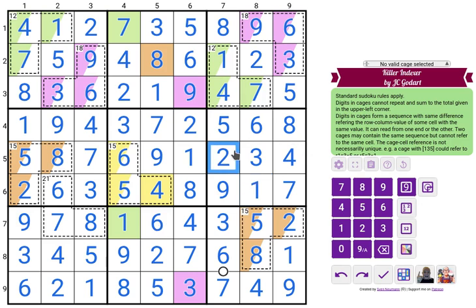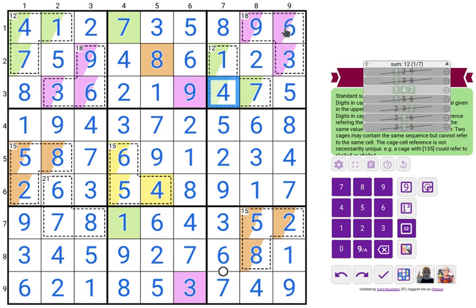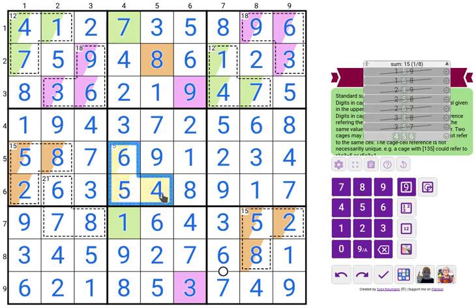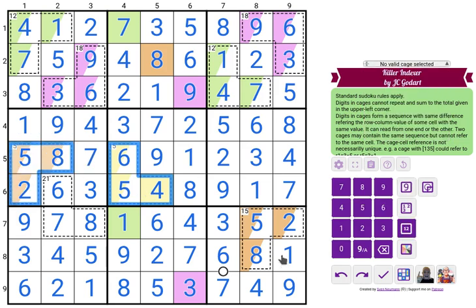I think it's not too hard because you very soon have digits placed. Maybe this is a bit more tricky for the 15, but for the rest I think it's not too hard to discover. So that's it.